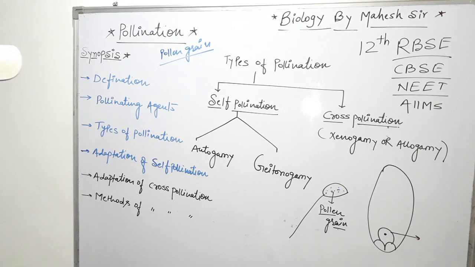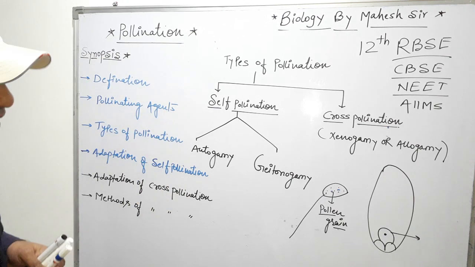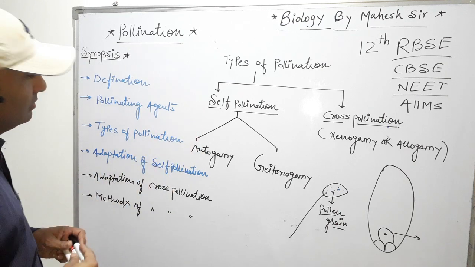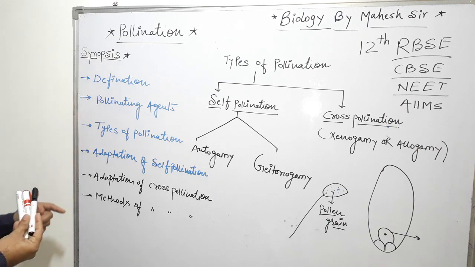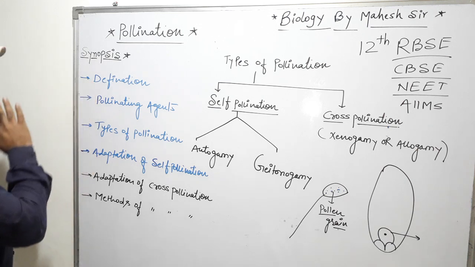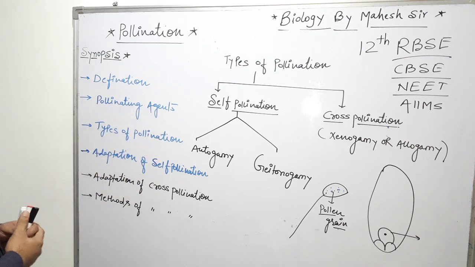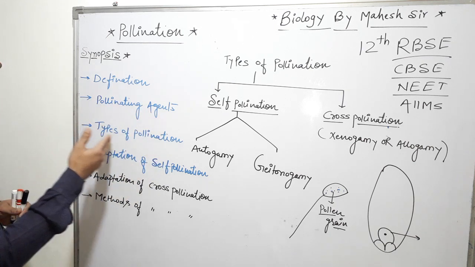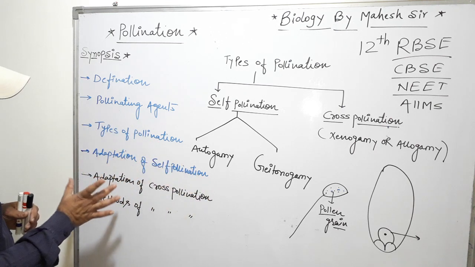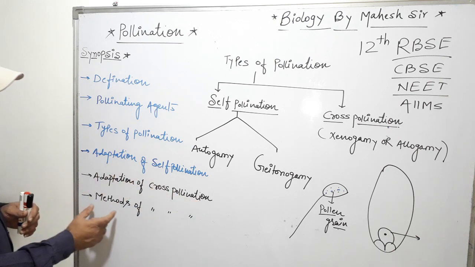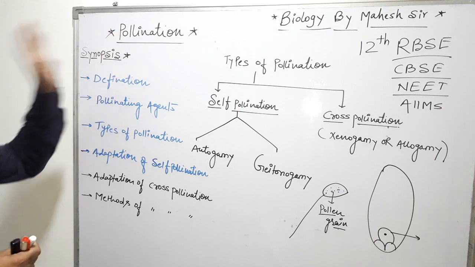Now, we will study pollination in a subjective manner as well as an objective manner. For the subjective manner, we have to write a synopsis of the complete topic. First is the definition of pollination. Then pollinating agents, that means the agencies used to pollinate the pollen grain. Third is the types of pollination. Fourth, adaptation of self-pollination, adaptation of cross-pollination, and then methods of cross-pollination. These are the topics related to pollination.